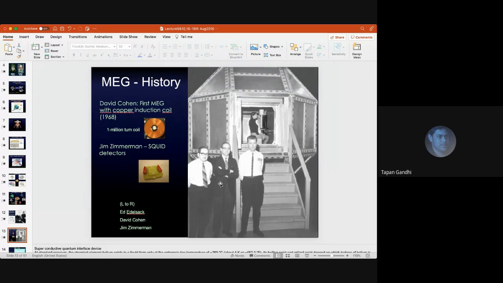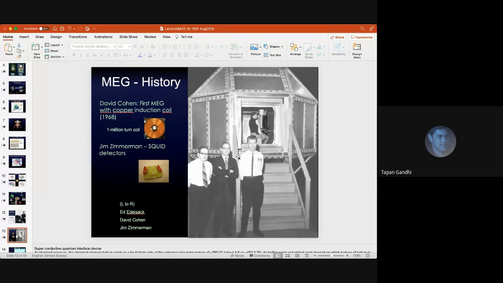three scientists, Edelsack, David Cohen, and James Zimmerman, came up with this idea to measure the brain's electrical field. But out of these three gentlemen, David Cohen, who joined the University of Pennsylvania in the USA, when he came up with this idea that he can measure the magnetic field of the brain, the college authority found him a crazy guy. So they threw him out from the campus. And finally, MIT took this guy, and MIT provided him all the facilities. And finally, these three gentlemen could develop this MEG setup. And that's why MIT got the first MEG machine in the world.